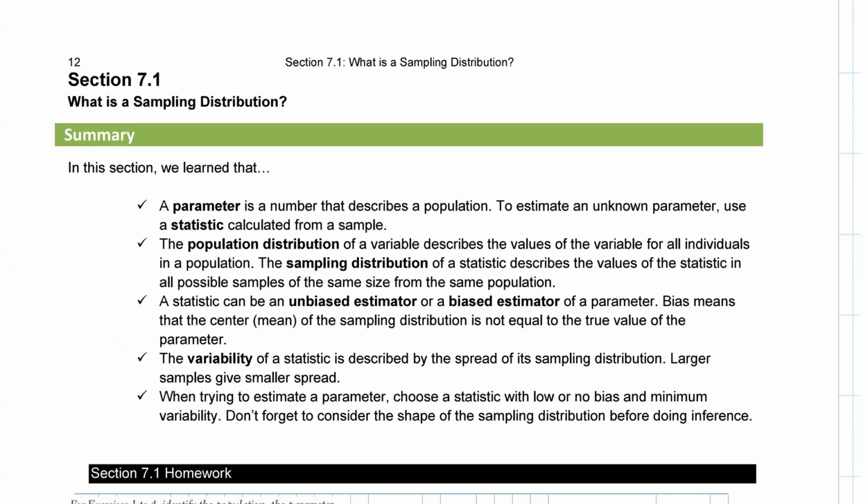Larger samples give smaller spread, and we like smaller spread. Okay. When trying to estimate a parameter, we choose a statistic with little or no bias. And remember, the shape of that sampling distribution can affect the quality or the bias in that situation. I hope this was helpful.